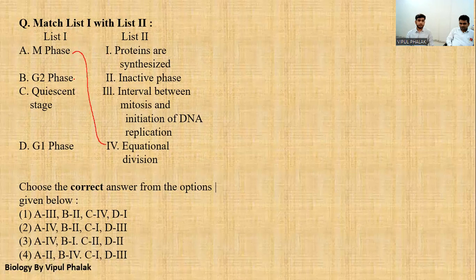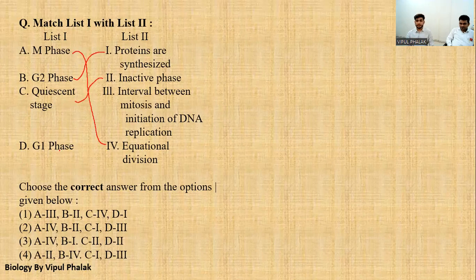G2 phase is a phase of protein synthesis, of proteins which are required for the cell cycle. We will match this by proteins are synthesized. Quiescent stage is a stage where the cell cycle is not performed, or it is an inactive phase, we can say. So we'll match this by second.